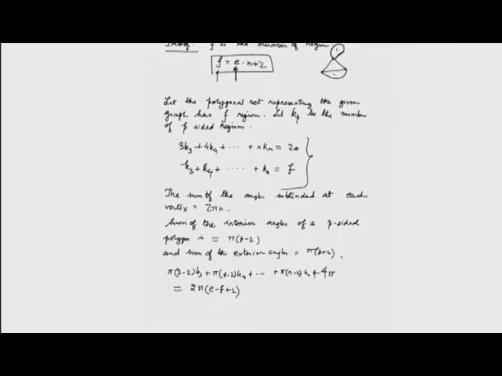This is by using these two expressions, and this is equal to 2 pi n, and from this we get e minus f plus 2 is equal to n, which implies that f is equal to e minus n plus 2, which is Euler's formula.